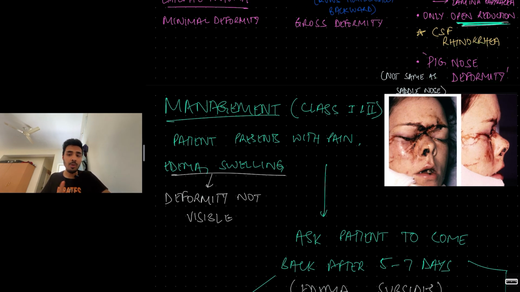Pig nose deformity is not the same as saddle nose deformity. In saddle nose deformity, there is depression of the dorsum of the nose. Just this part is fully depressed inside because of the trauma. So as you can see here, this is pig nose deformity, not the same as saddle nose. Pig nose is seen in class 3 nasal bone fractures, or naso-orbito-ethmoid fracture. As I said, for class 3 you have to go for open reduction.